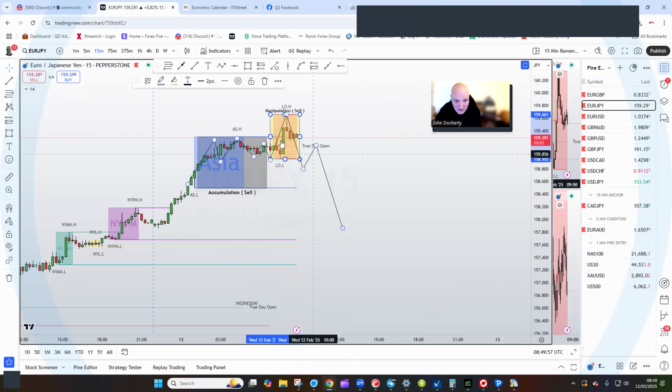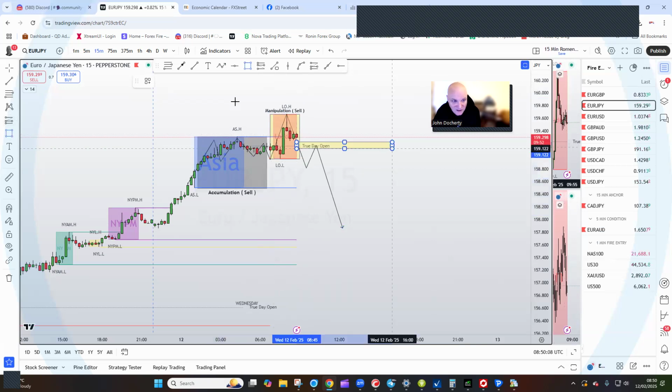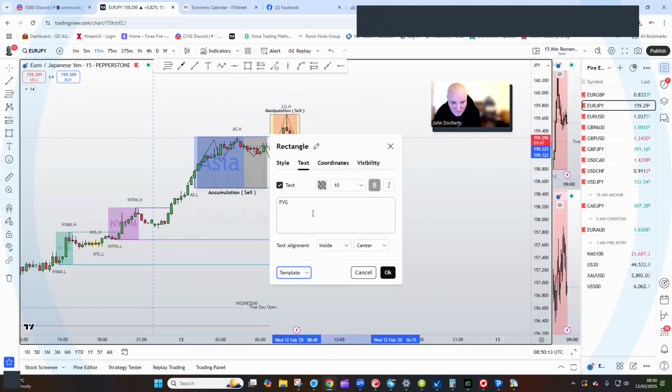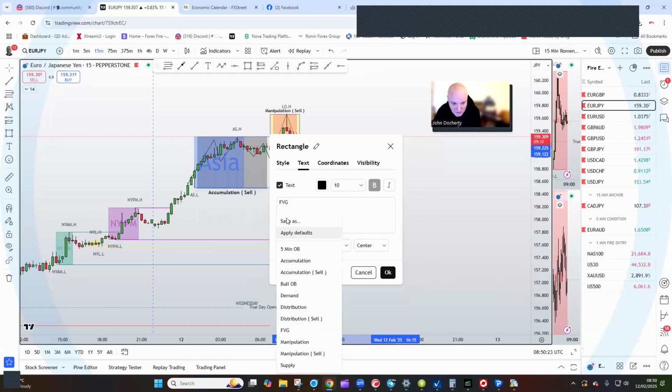So it's a manipulation sell, okay? What I'm waiting for now is price to come down, break through something on here, and possibly leave behind some form of FVG. That's the next part of this puzzle. I want an FVG to be delivered. Okay, put this on here. Go to save as.